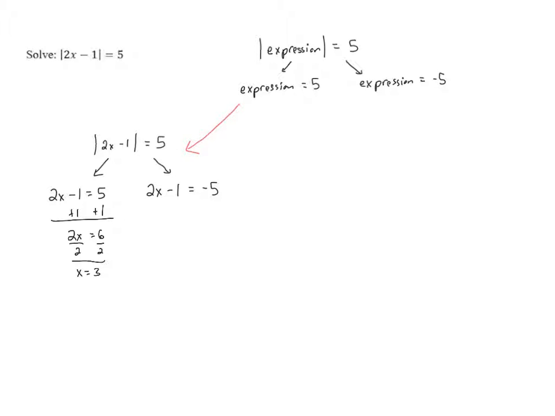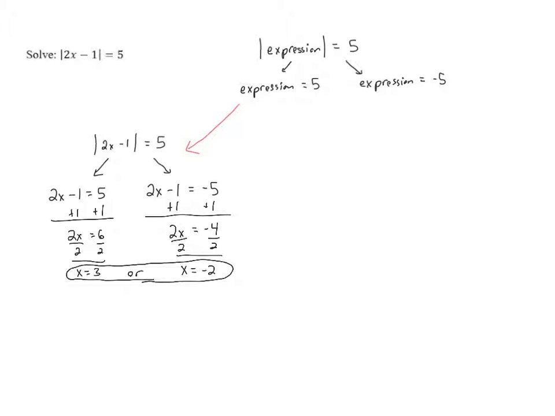For the other equation, again, we can add 1 to both sides. But in this case, that gives us 2x equals negative 4. And then when we divide both sides by 2, we end up with x equals negative 2. And so our two solutions are x equals 3 or x equals negative 2. Just like the problems we saw before, we will usually have two solutions. And in this case, those solutions are x equals 3 or x could be negative 2.